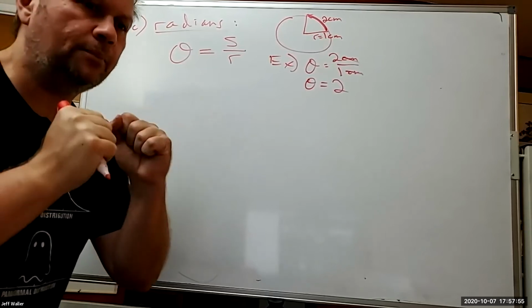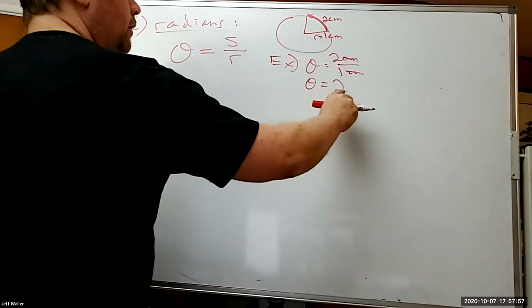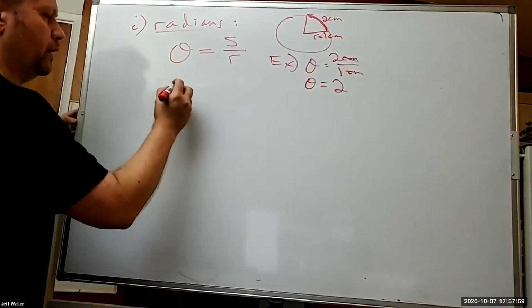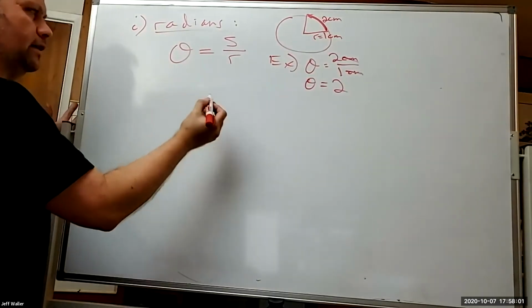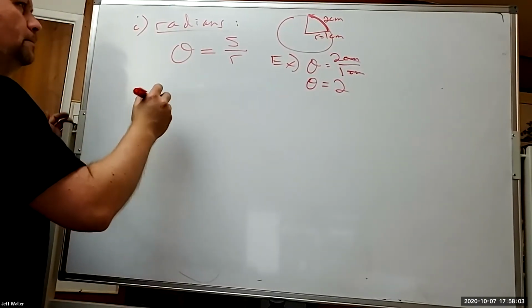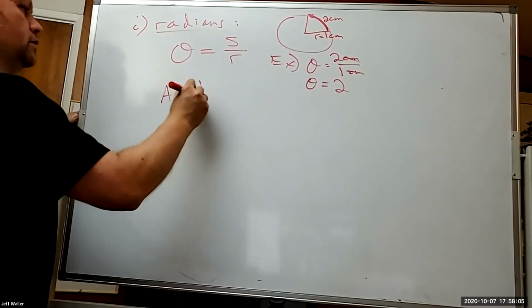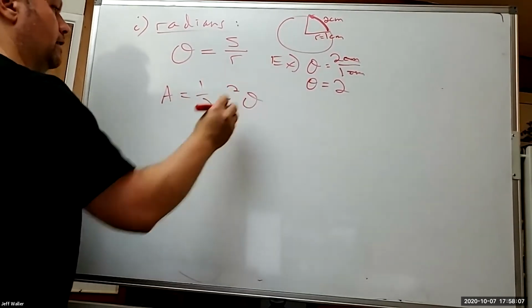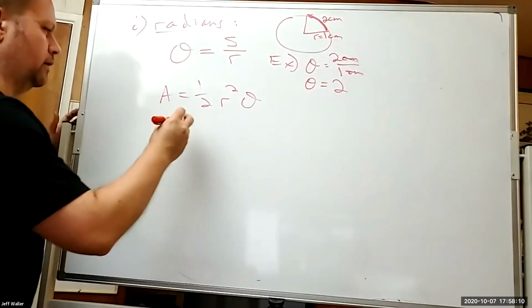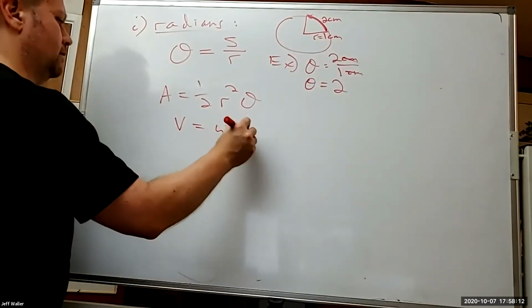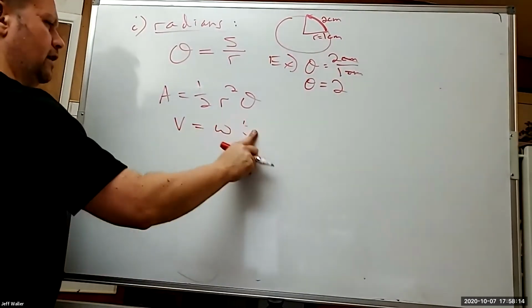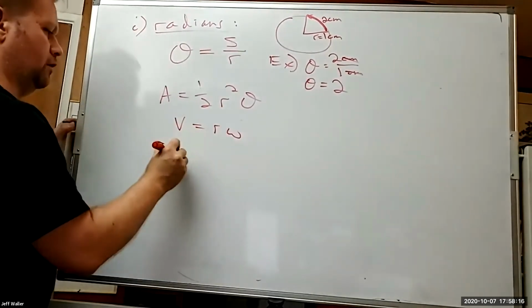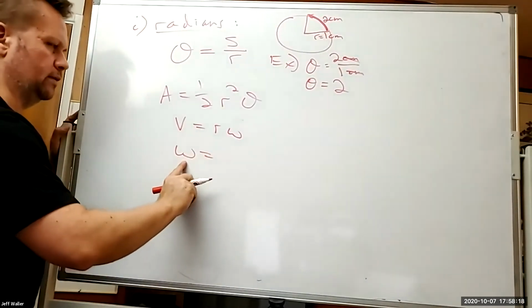Because I tried to make the point that when we get to the velocity equations and the area equations, and what am I talking about? Well, velocity, yes, thinking backwards. What was omega? Do you guys remember what the symbol omega stood for?